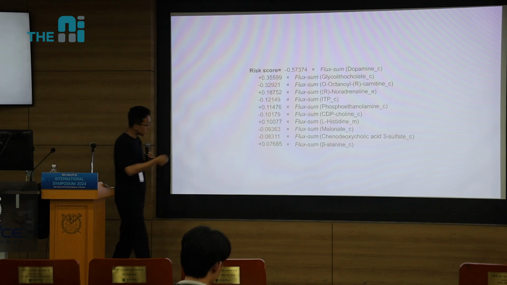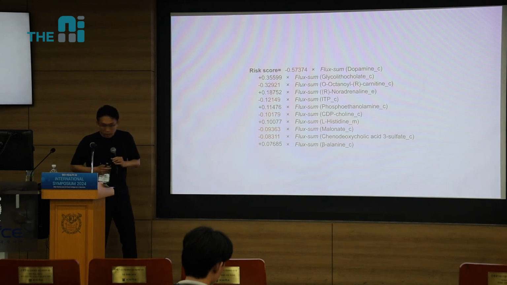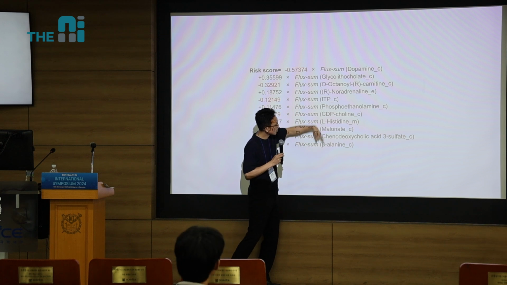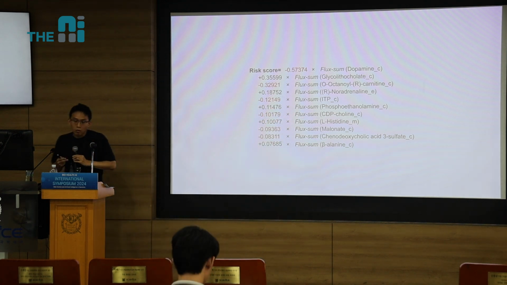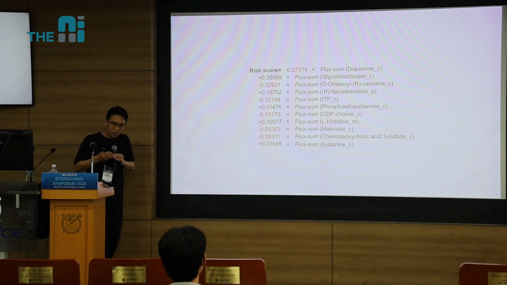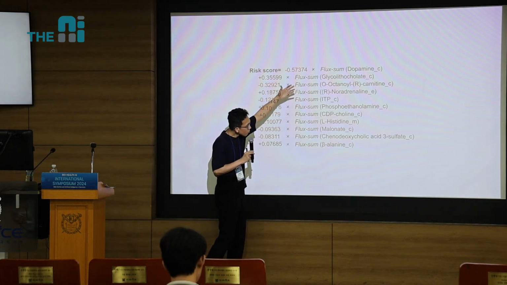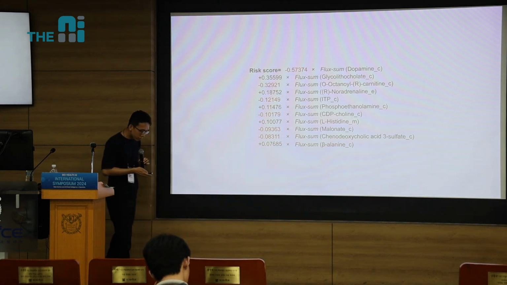So this is the risk score that I mentioned, which we established in step 2. These are the prognostic metabolites. These are the metabolites that appear to be somehow associated with the patient's prognosis. So we used this information to establish the risk score.